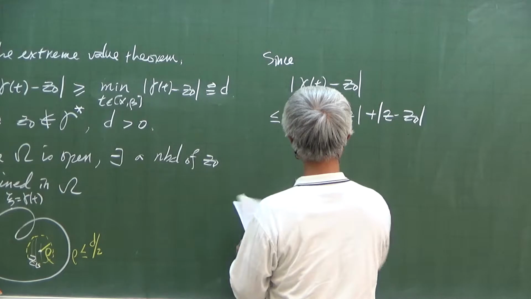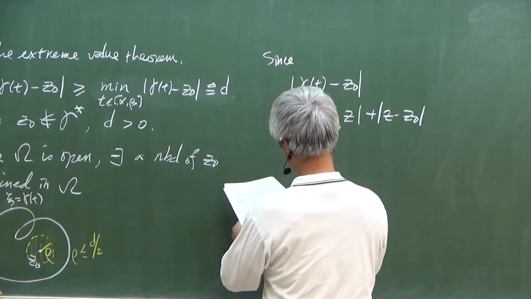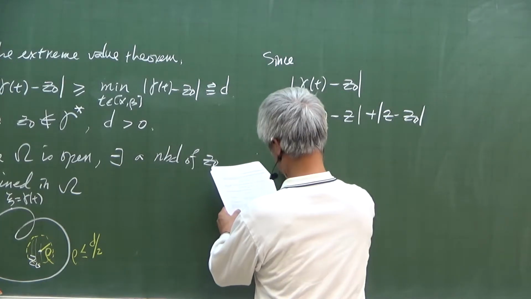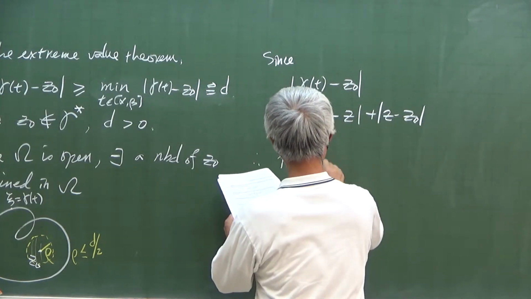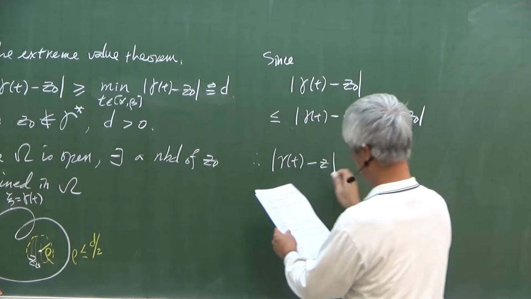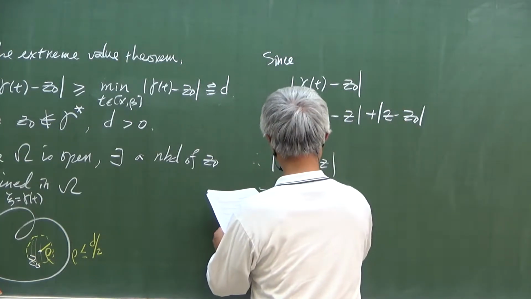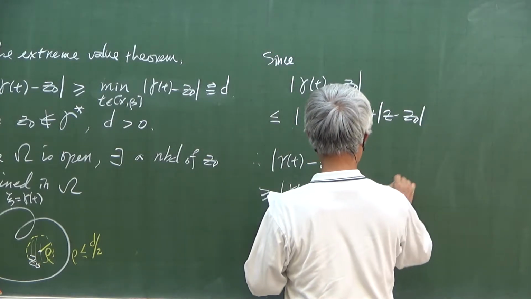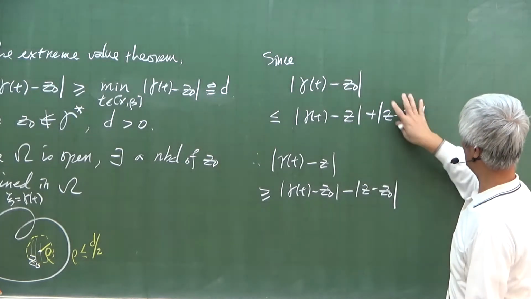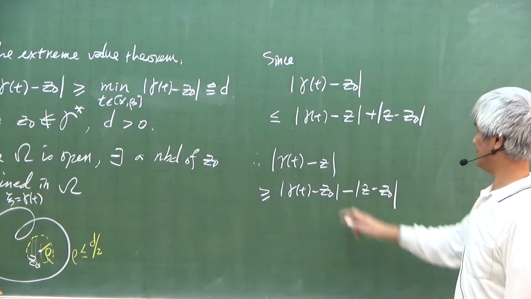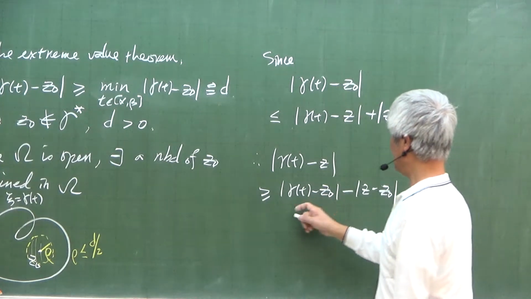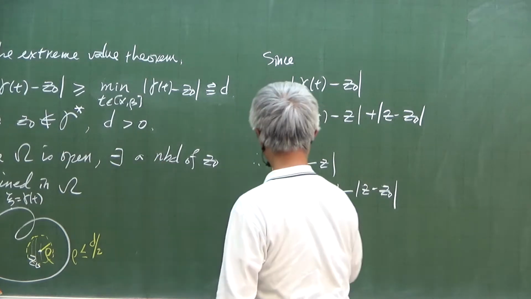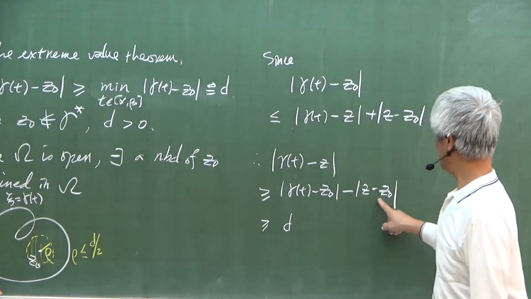So now, the absolute value of gamma(t) minus z is greater than or equal to the absolute value of gamma(t) minus Z0 minus the absolute value of z minus Z0. You just move this term to the other side, so you get that. And so this is greater than, because the minimum is d, and the distance.